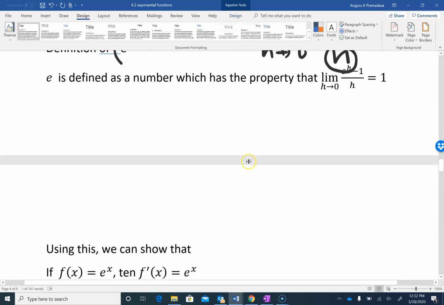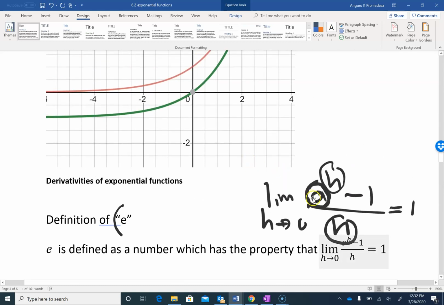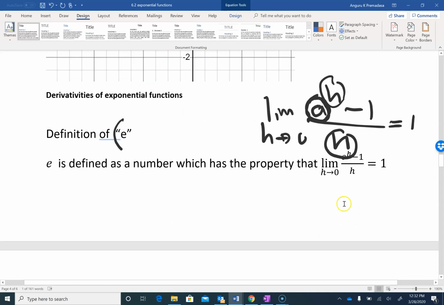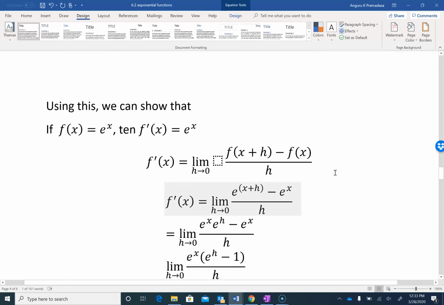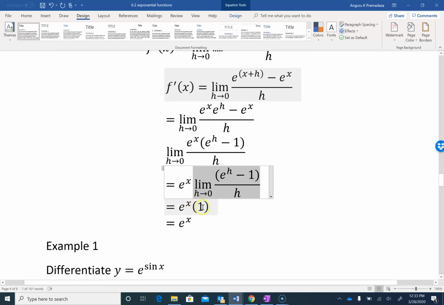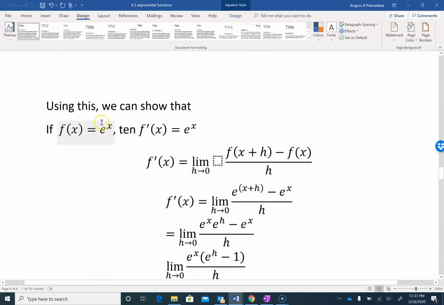But we saw earlier that we select e so that the limit of (e to the h minus 1) over h is 1. That's how we selected e. So by definition, this is equal to 1, and you get e to the x as the answer. So the bottom line is, if you take the function e to the x, the derivative is e to the x, which is very nice.